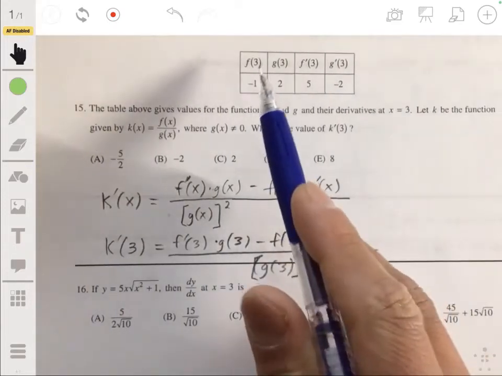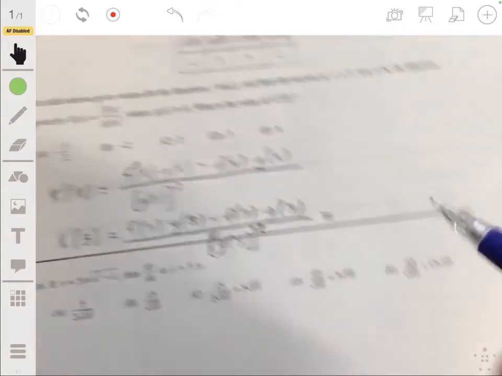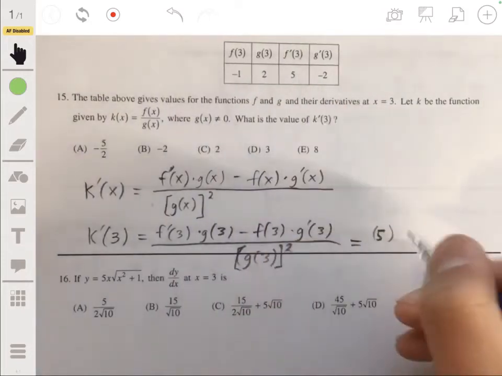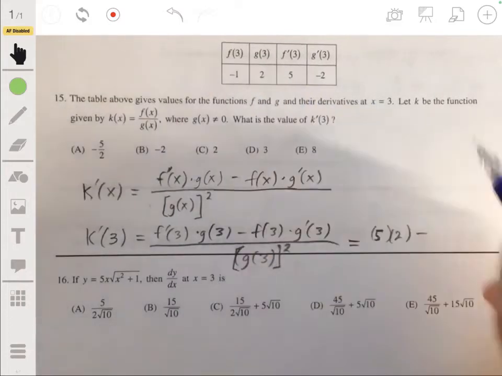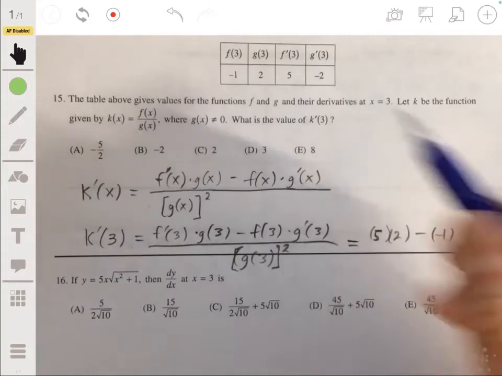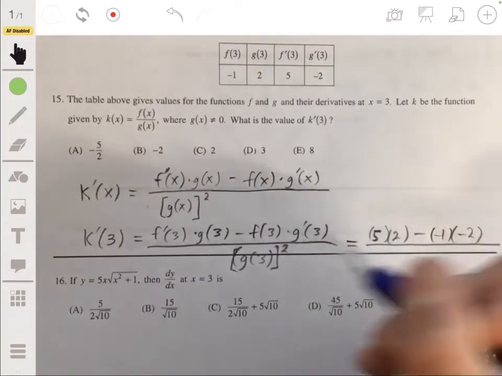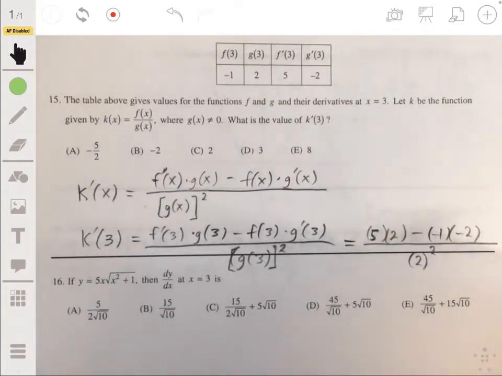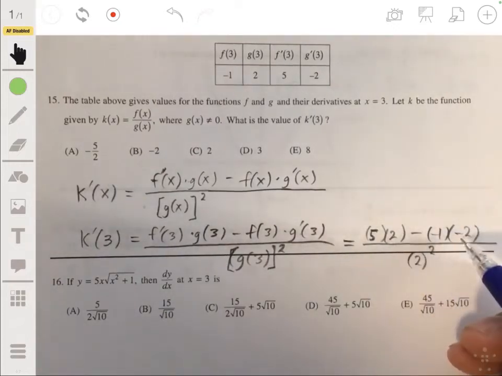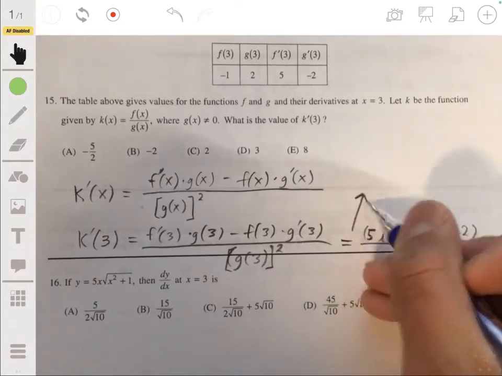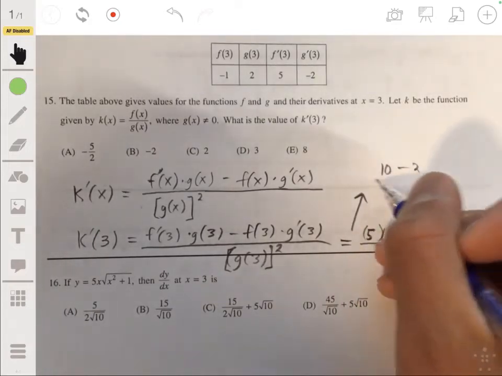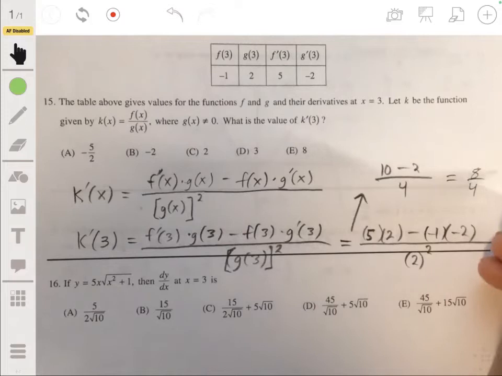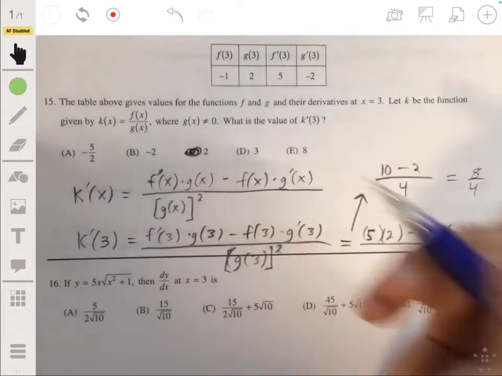And then we just plug and chug. We have all our answers here. F prime of 3 is 5. We get 5. G of 3 is 2. Minus f of 3, negative 1, g prime of 3, negative 2, all over g of 3 squared. So we just get 2 squared, or 4. And then so we get 10 minus 2 over 4, which is just 8 over 4, or just 2. So the answer will be C.